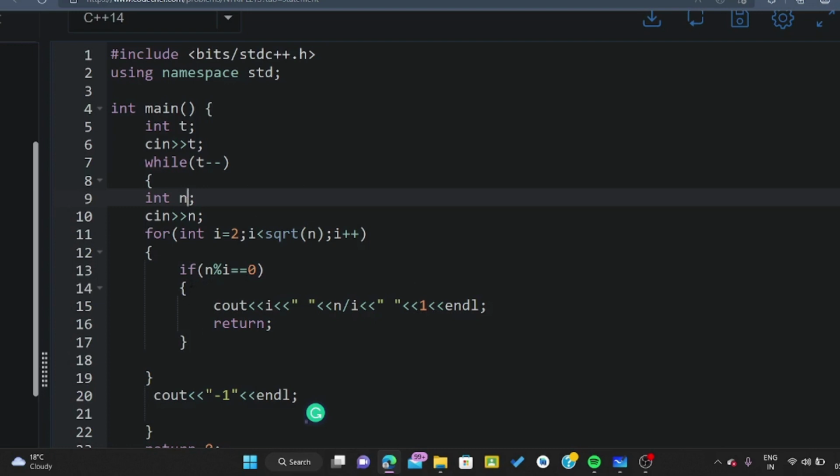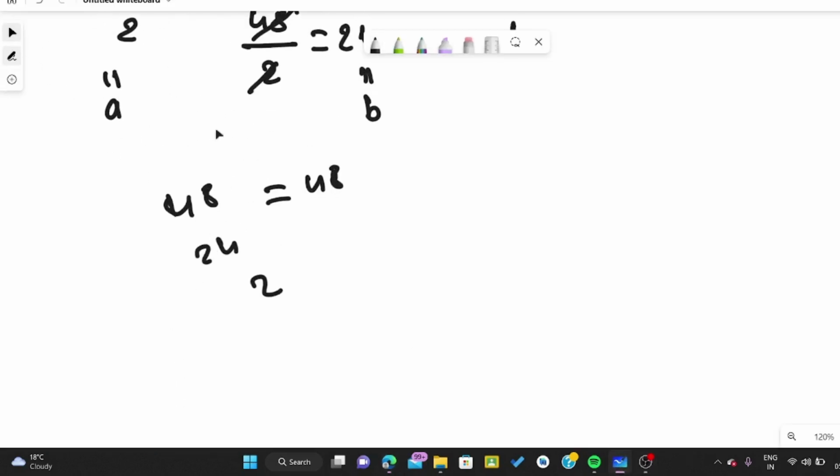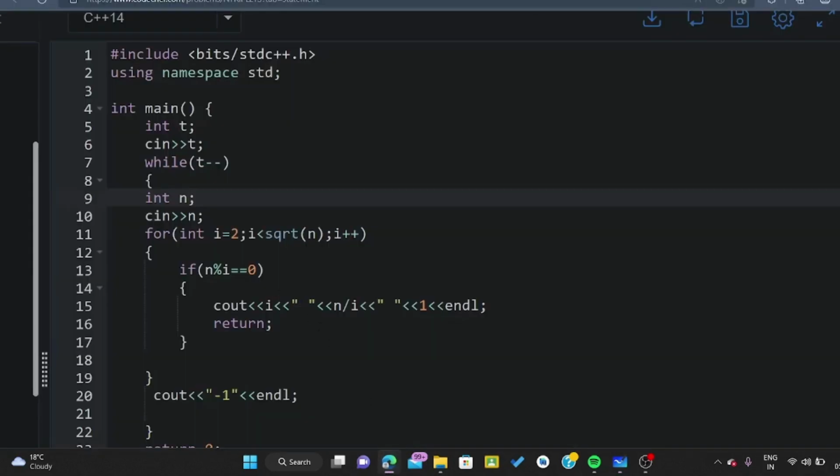Yeah. So we have written our for loop over here, and in the 13th line I have given an if statement. If n modulo i is equal to 0, cout i space n divided by i, as we have seen over here in the question, in the answer, right? The same thing we are doing over here, n divided by i and 1, and that's it.